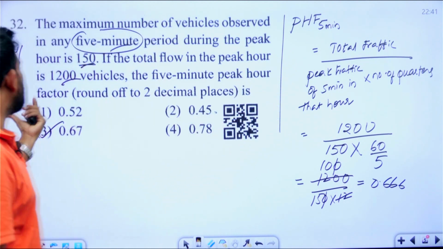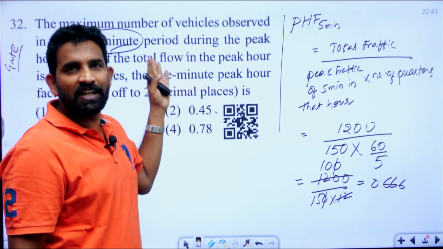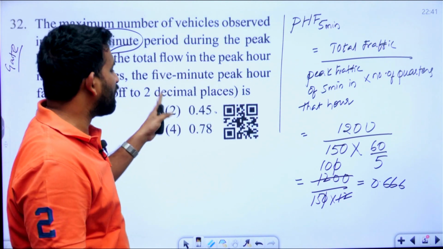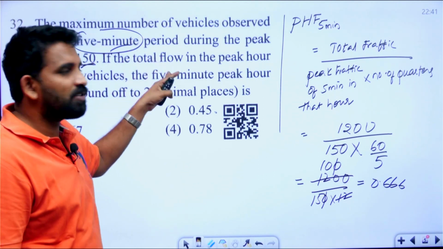This is actually a previous GATE question. Again, this is also a GATE question. In terms of numericals, in a previous GATE also the same kind of numerical question was given with the same kind of values. Not exact values, but with the values changed a little bit, the question seems to resemble the same.